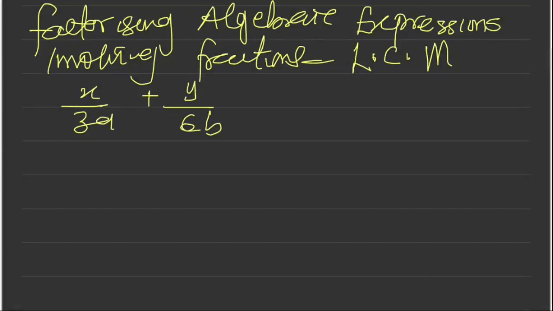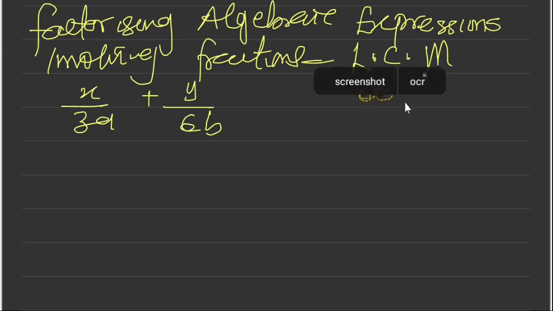Factorizing algebraic expressions involving fractions. This is where we use the L.C.M, which we call the lowest common multiple of the denominators. An example: x over 3a plus y over 6b. The lowest common multiple is the one where both numerators will go conveniently.